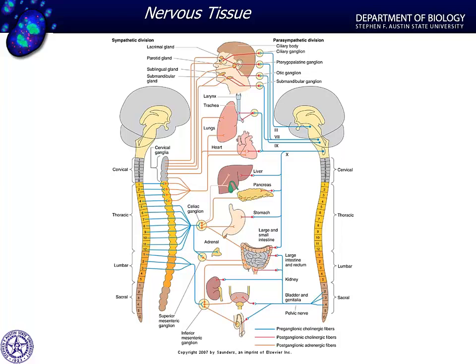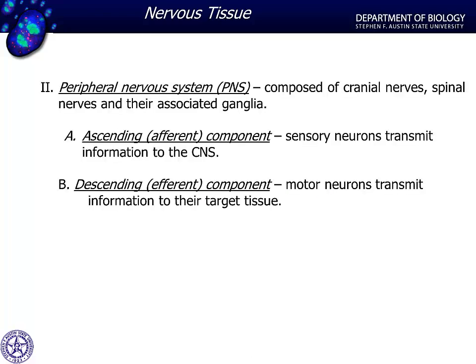So here we can see those different divisions: sympathetic, parasympathetic, the different innervations. We can see our collateral ganglia, our terminal ganglia. Again, this is just a review of those things we covered in human physiology. The peripheral nervous system, we're going to be comprised of either ascending, afferent components, and these are the sensory neurons that are bringing information to the central nervous system, and the descending or efferent components, which are the motor outputs that are going out to their target tissues.